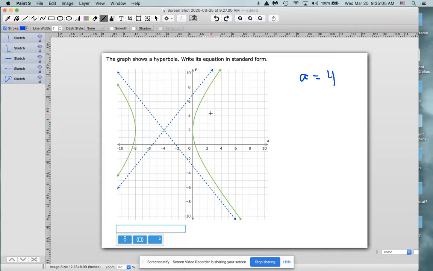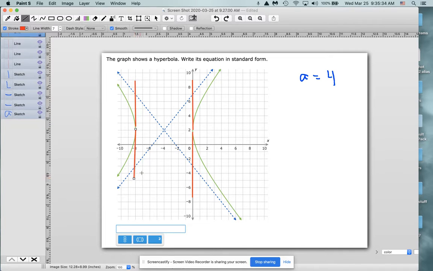Now, to find my value of B, what I do is I think of a rectangle. I start at the vertex and I do either a horizontal or vertical line until I hit those asymptotes. So I'm going to come out that way and out this way, and do the same thing on this side. Again, you really don't need to do both top and bottom. You really just need to do one, because what we're looking for is the value of B.